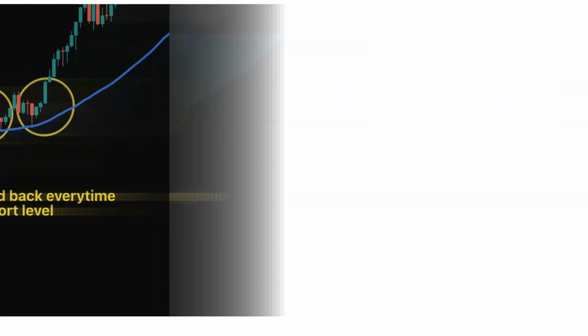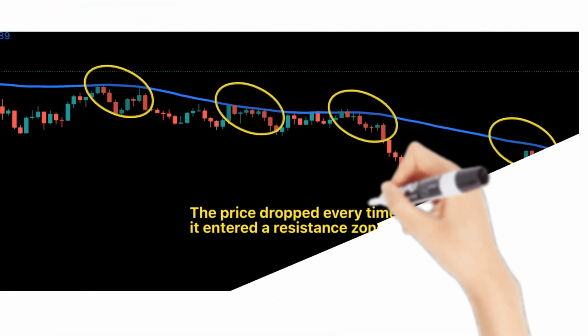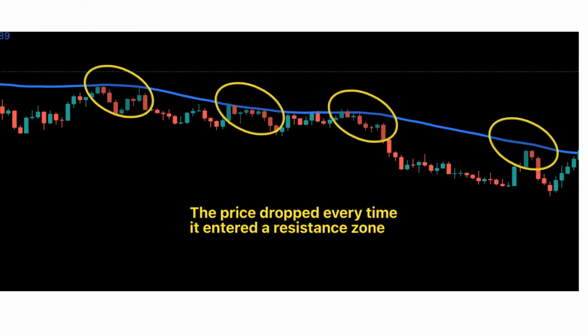On the other hand, if the price is trending downwards and the moving average is acting as a resistance level, it may be a good time to sell. As you can see, every time the price entered a resistance zone, it dropped. Traders could sell if the price rises and touches the moving average. However, you also need to know that they can break, just like any support or resistance level.